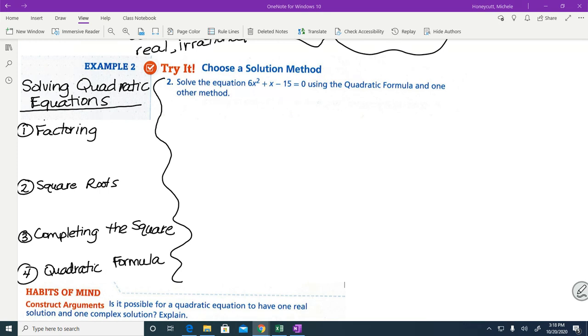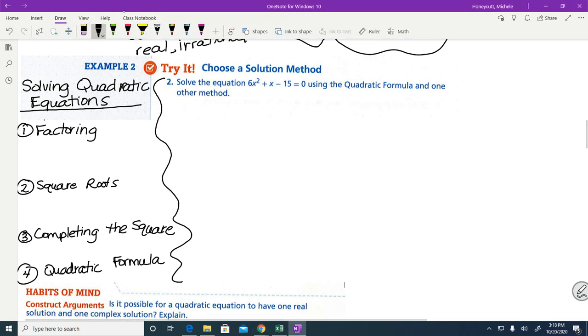Example 2 says to choose a solution method. We're going to solve the equation 6x squared plus x minus 15 using the quadratic formula and then one other method. So I've listed all the methods that we've done so far this chapter, and then we'll come back and fill in some more information about this stuff in just a minute. But first, let's solve using the quadratic formula.